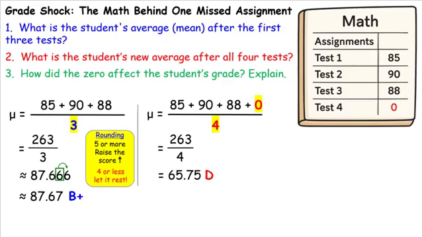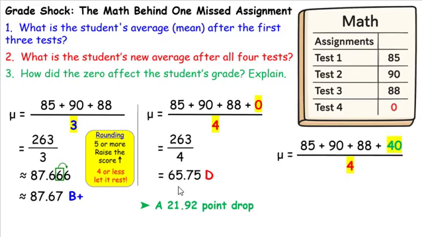And that's how detrimental a 0 is to your grade. This person is a B plus student, and by getting this one 0, their grade went straight down to a D. That's why it's really, really important that you always try your best. Even if you don't think you're going to do well, something is always better than nothing. This is almost a 22-point drop.